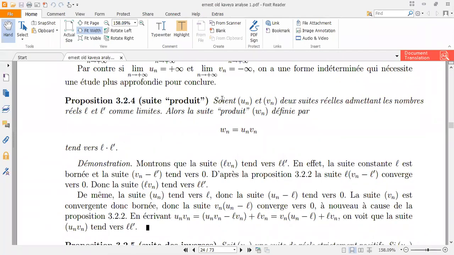Now looking at the product of two suites. When you multiply Vn and Un, we're going to be given Wn, the same thing. And we all know the limits for each of the suites, which are L and L prime.